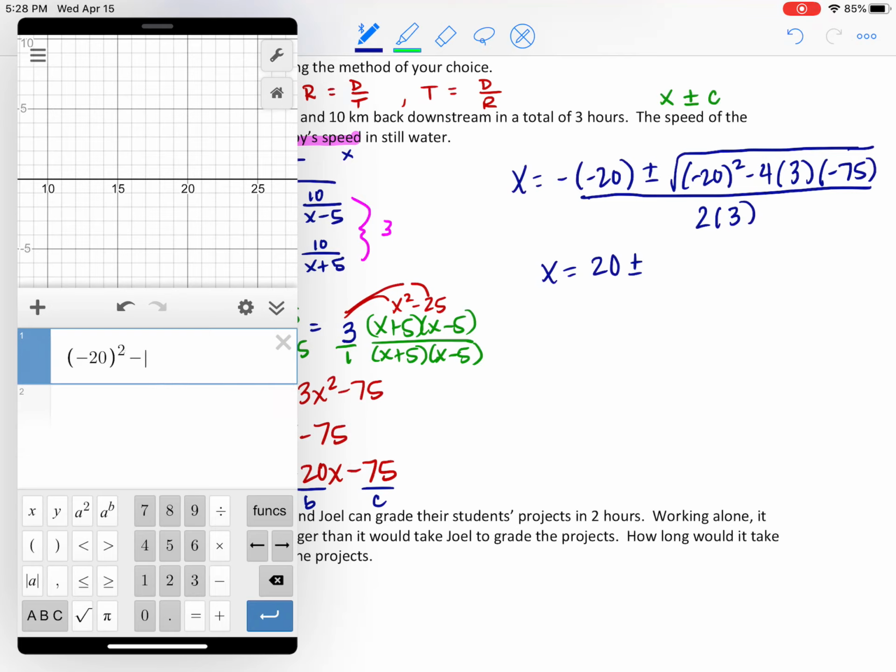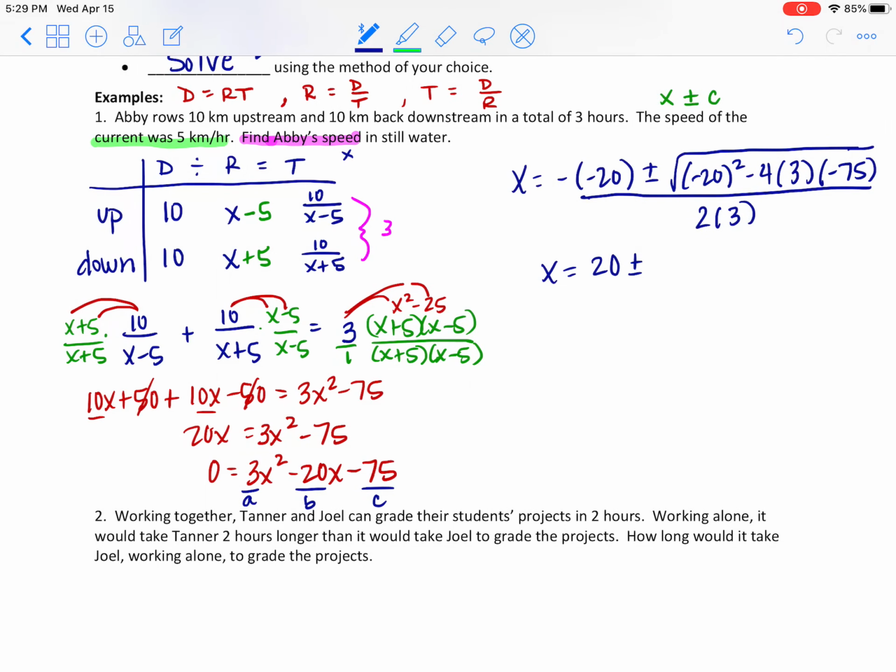So I have negative 20 squared minus 4 times 3 times a negative 75. So we have 1,200 and, oh, that's a 2, 1,300 underneath our square root. Boom, boom. Okay, and then on the bottom, 2 times 3 is going to make 6.